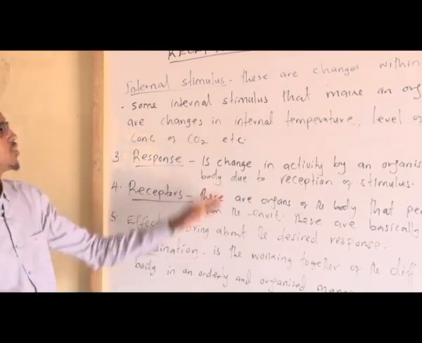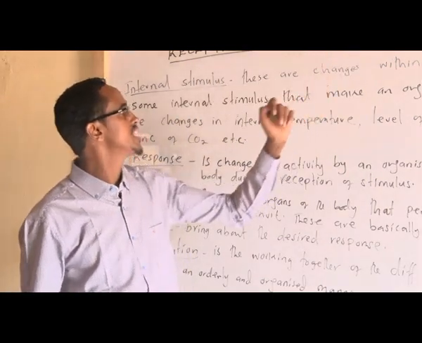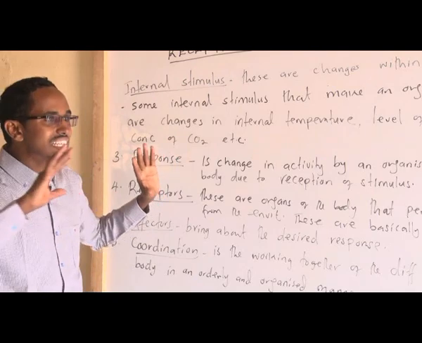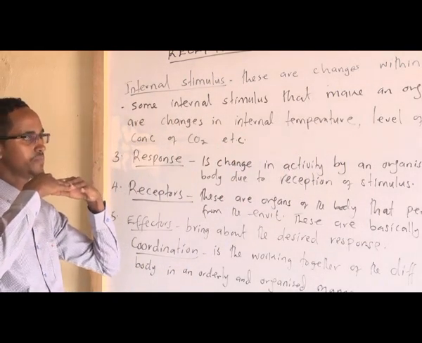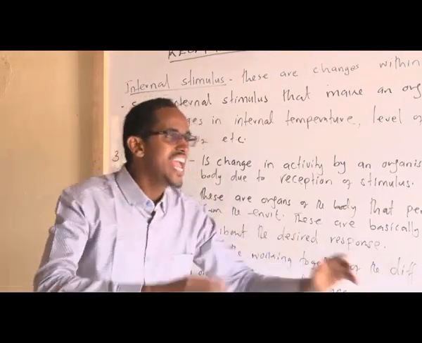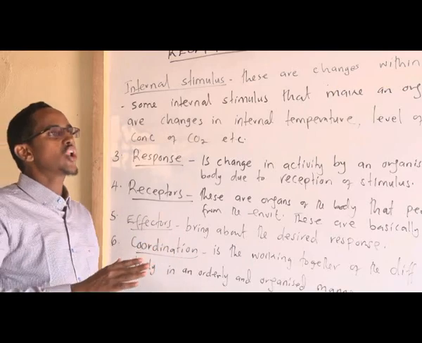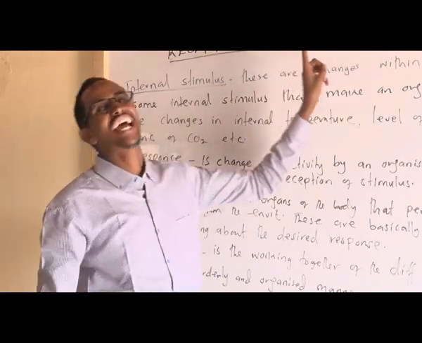Coordination. Well, part of our topic is reception, response, and coordination. We say reception is the receptors receiving stimulus from the environment. When we receive them, different parts of our body have to work together in an organized manner so that we bring about the desired response.